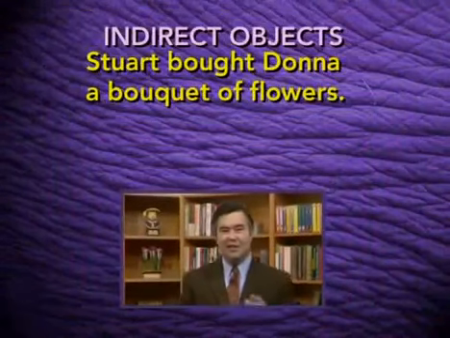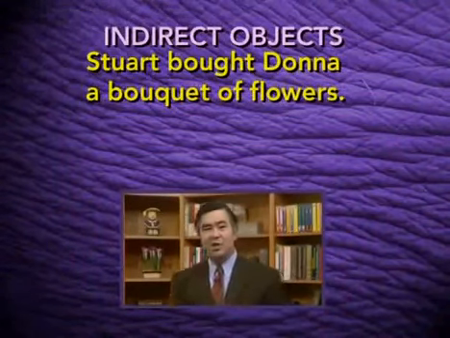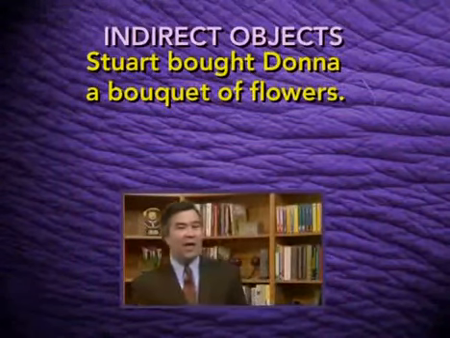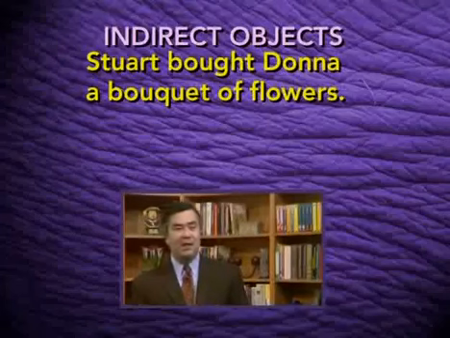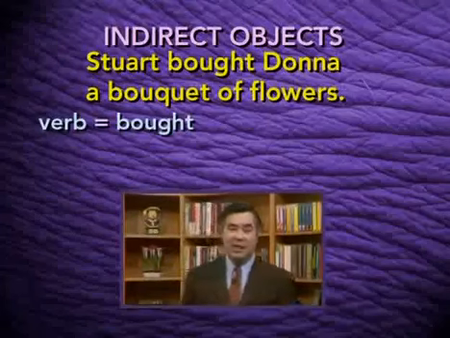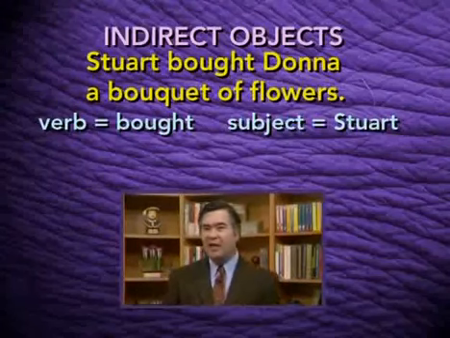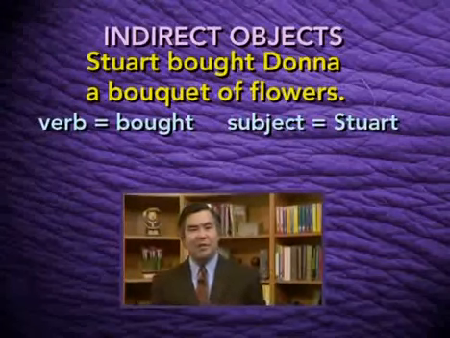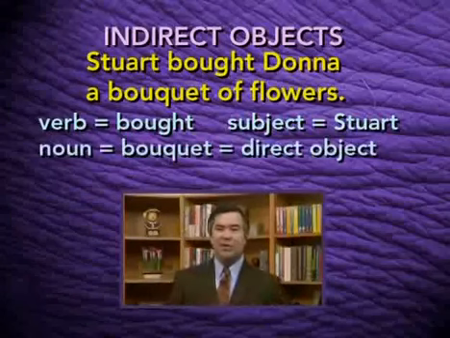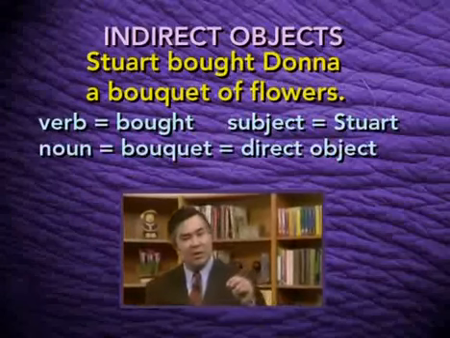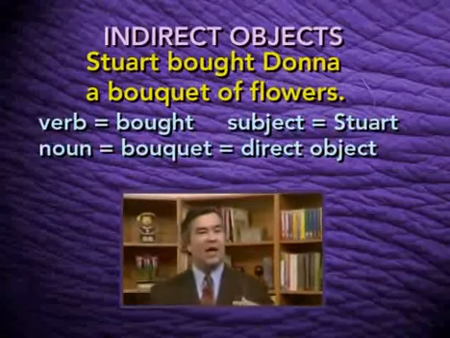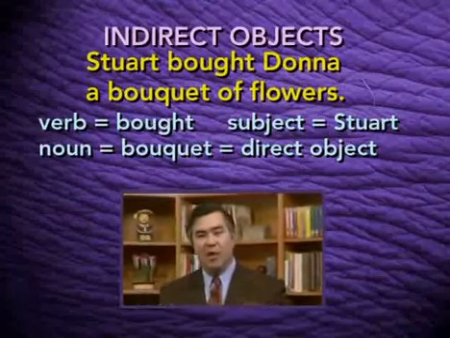Here's another sentence to illustrate how this works. Stuart bought Donna a bouquet of flowers. The verb is bought. The subject is Stuart. Stuart did the buying. And what did Stuart buy? That is, what's the direct object? He bought a bouquet, specifically a bouquet of flowers. But the noun bouquet is the direct object of the verb bought.